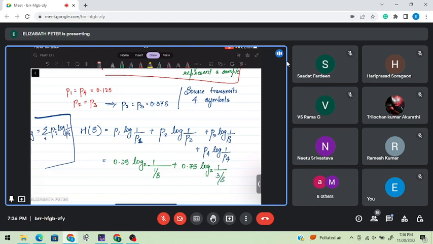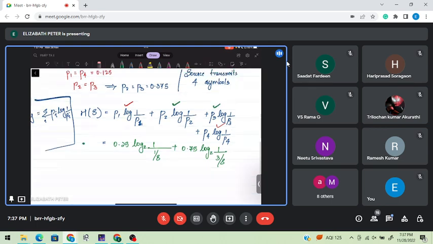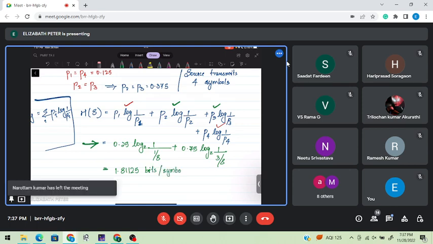So here I wrote the statement by combining these two and these two, because P1 and P4 have the same probability. Similarly, P2 and P3 have this probability. Okay, so that's how I wrote the statement. On calculating this, you will get the entropy of the source as 1.81125 bits per symbol. That means these many bits are required to represent a symbol in the source.